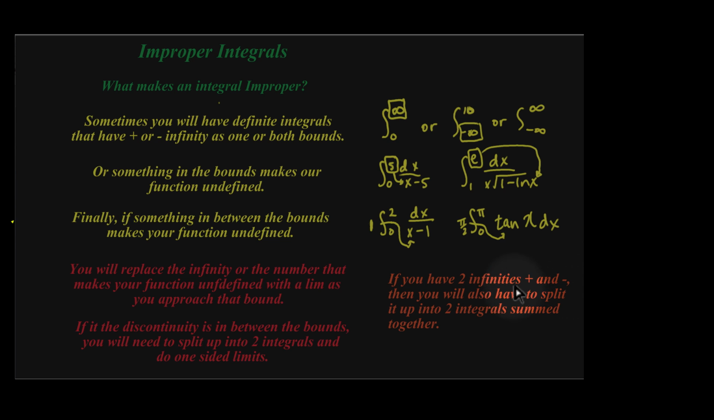Okay, so you're going to have two infinities, plus and minus. In this scenario, again, you're going to have to separate it. You can say 0 is an element of negative infinity to infinity, and then integrate. All right, you're going to have the same integral, so you can go off and do the integral by itself as an indefinite integral, and then plug into your bounds.